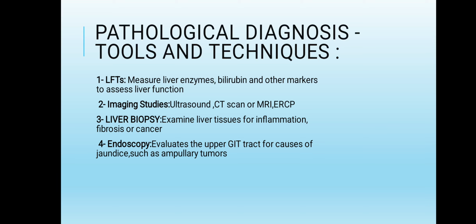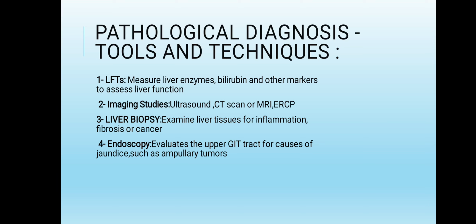The second imaging study is the CT scan or MRI. The CT scan and MRI provide detailed images of the liver, bile ducts, and pancreas. The third imaging study is ERCP. E stands for endoscopic, R stands for retrograde, and CP stands for cholangiopancreatography. ERCP visualizes the bile and pancreatic ducts. The third test is liver biopsy, which examines the liver tissue for inflammation, fibrosis, or cancer.